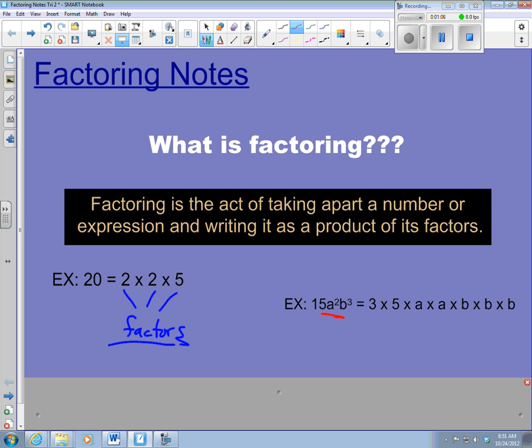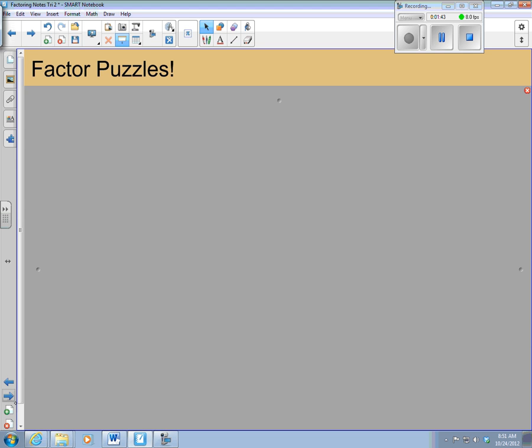For 15a squared b cubed, what would you multiply to get 15a squared b cubed? Well, 5 times 3 right here is 15. A times a is the a squared, and then b times b times b is your b cubed, but all of these together are your factors. This one actually has 1, 2, 3, 4, 5, 6, 7 base factors for 15a squared b cubed. So that's what factors are. Whenever you multiply two things together, the things you're multiplying together are your factors.